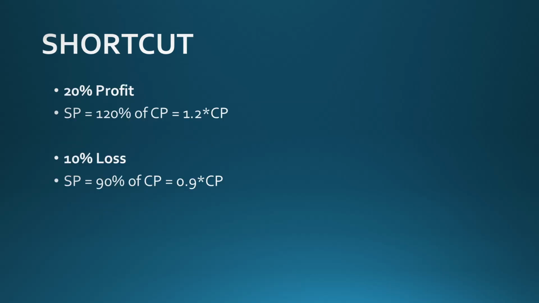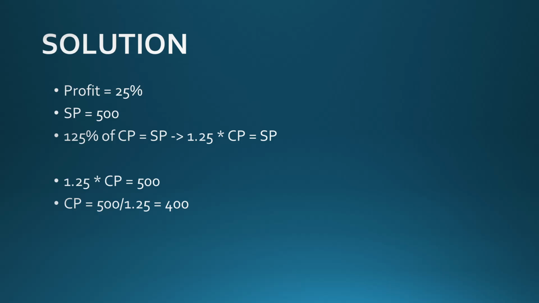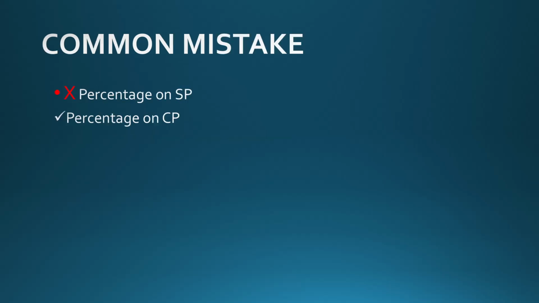Now here we have used the shortcut. I showed you the shortcut. If 20% profit, so selling price equal to 120% of cost price. Similarly, if 25% is profit, then selling price equal to 125% of cost price, which is 1.25 multiplied by cost price. One of the most common mistakes students make is that they sometimes calculate percentages on selling price, but profit and loss percentage is always calculated on cost price, not selling price.